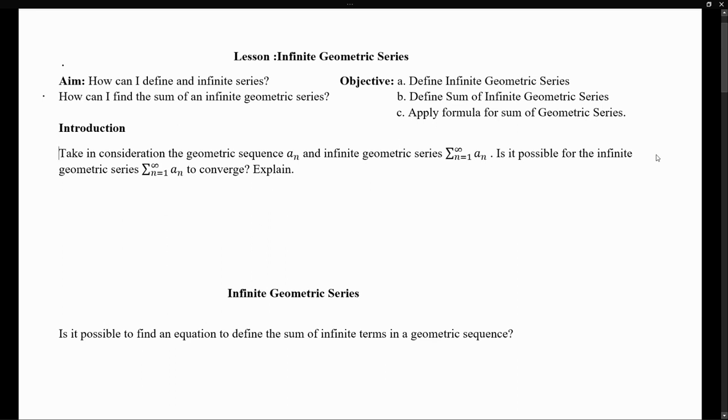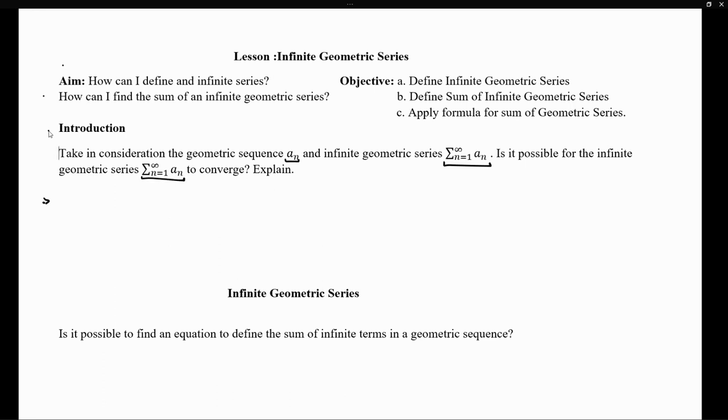In this video, we will talk about infinite geometric series. So let's start by looking at this small introduction question, which says, let's take into consideration a geometric sequence, let's call it a of n, and an infinite geometric series, let's call it sigma of a of n. And the question is, is it possible for an infinite geometric series, again, sigma a of n, to converge?